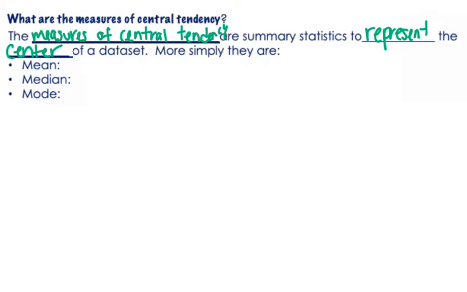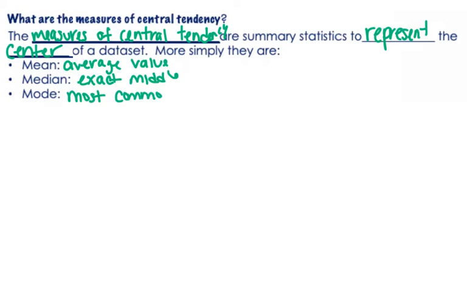So if you don't remember, mean is the average value. Median is the exact middle of the data. And mode is the most common value. So this should be stuff that you remember from middle school, but if you don't, we'll go over it. Pretty easy. So if you ever see measures of central tendency, they're just saying what is the mean, the median, and the mode.